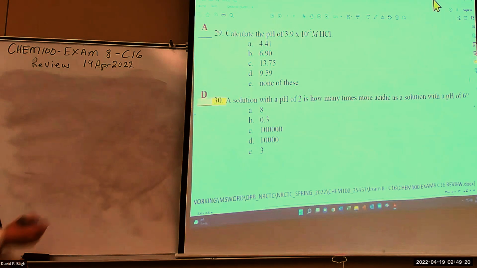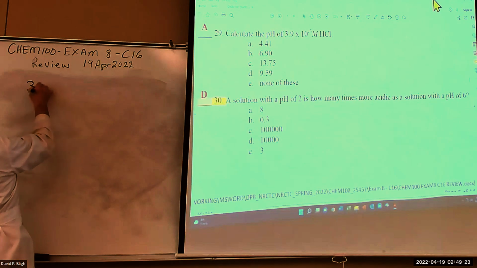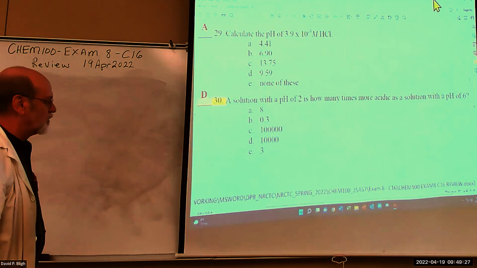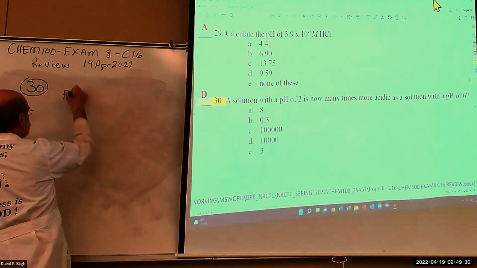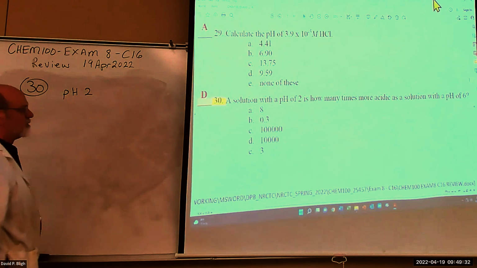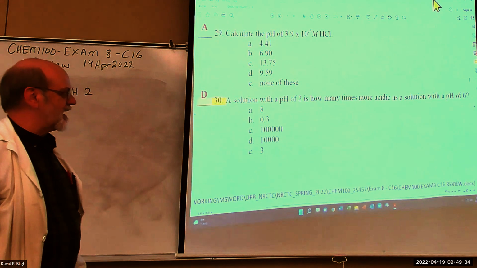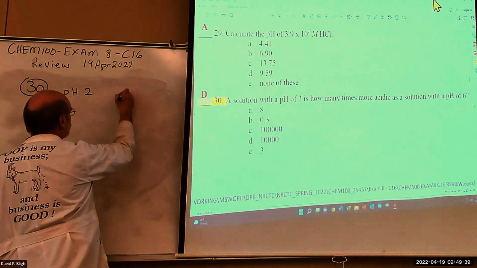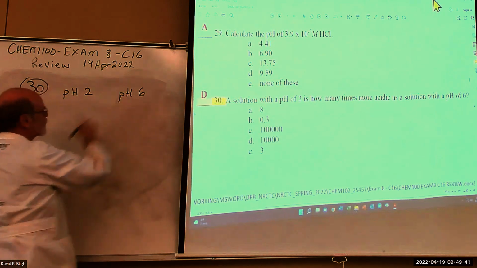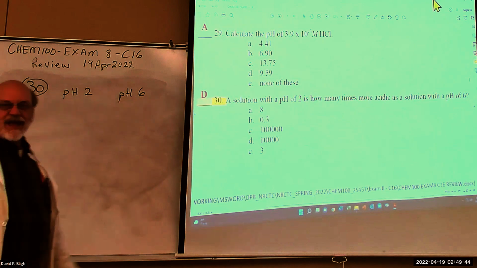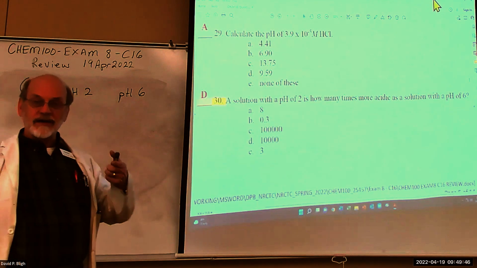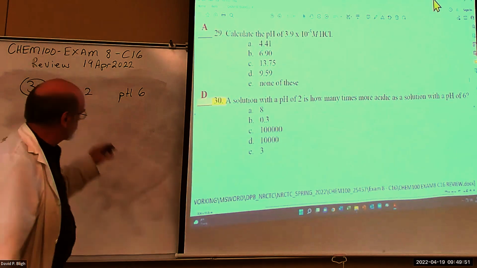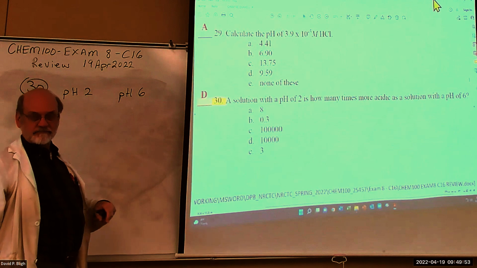All right. 30. A solution with a pH of 2 is how many times more acidic than a solution with pH of 6? We're comparing these 2 solutions, pH 2, pH 6. How many times more acidic, which means what? How many times greater is the hydrogen ion concentration for this one than for that one?